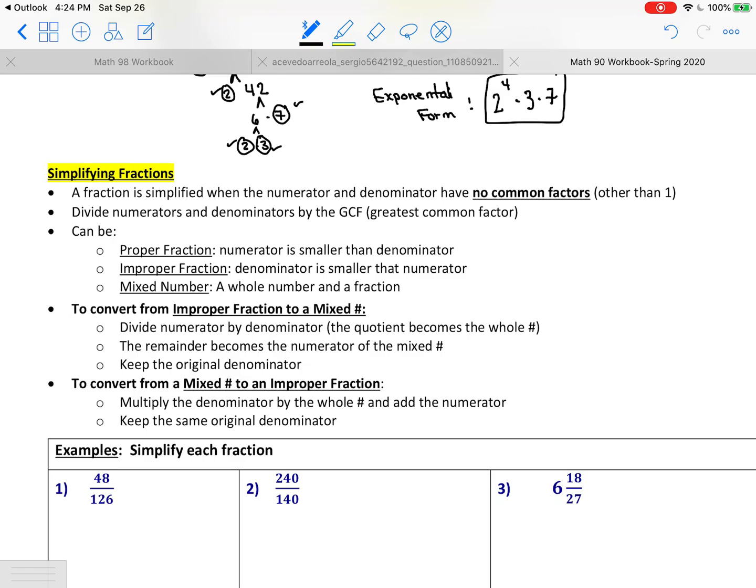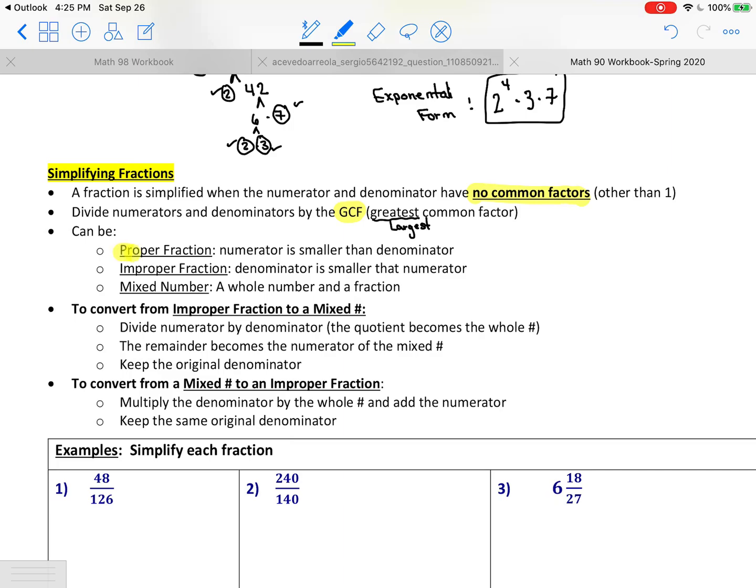Okay, let's move on to the idea of simplifying fractions. So a fraction is simplified when the numerator and the denominator have no common factors other than 1. How we simplify is dividing the numerator and the denominator by the GCF. And the GCF just stands for greatest common factor. Of course, greatest just means the largest, right? We're just looking for the largest number that goes into both the numerator and the denominator.